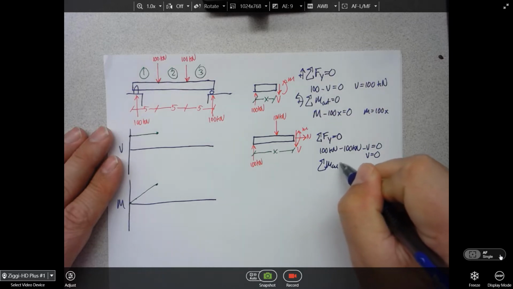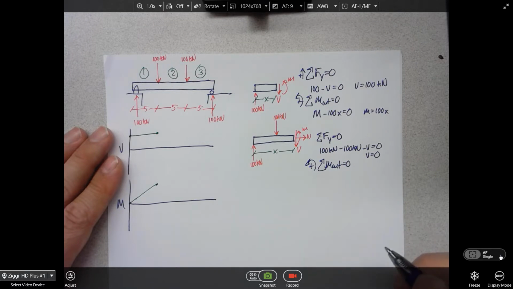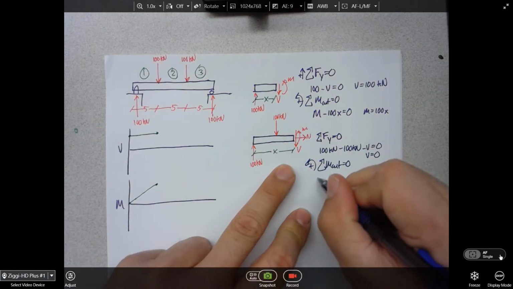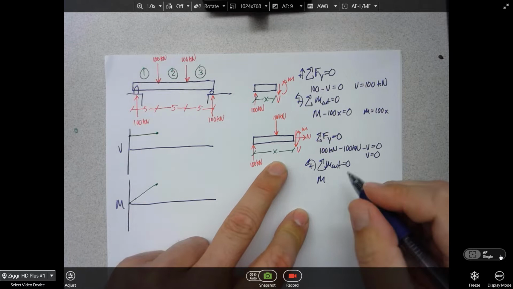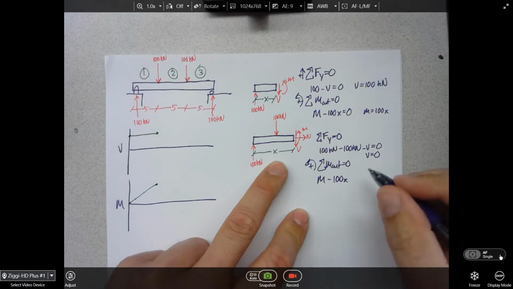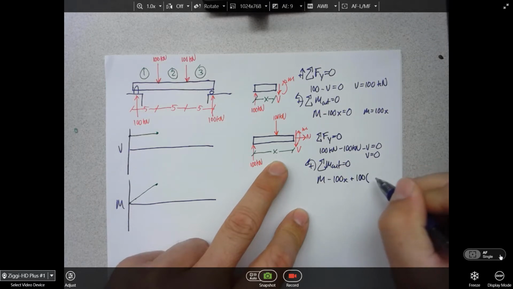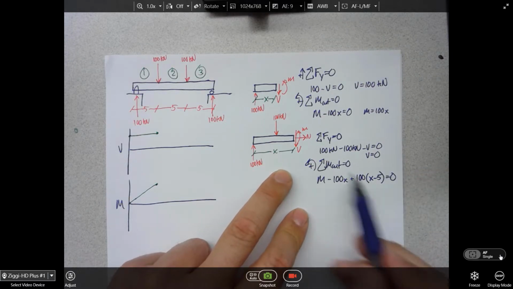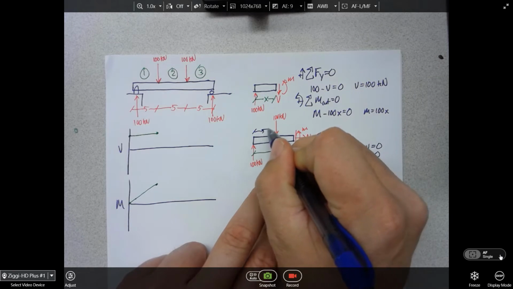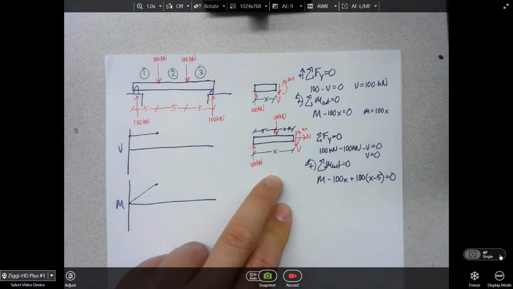And let's sum the moments about the cut. Set that equal to 0. Anybody get this equation? We'll have the bending moment M minus 100x plus 100 times (x minus 5) equals 0. Very good, right? And the x minus 5 comes from the fact that this is 5, so that makes this distance x minus 5, right? Okay.